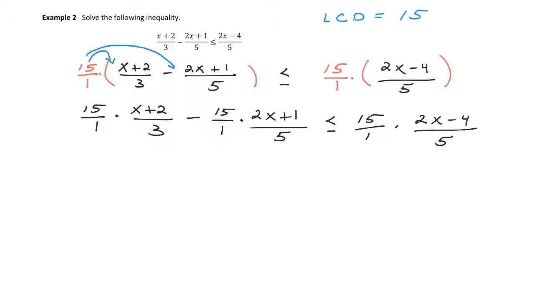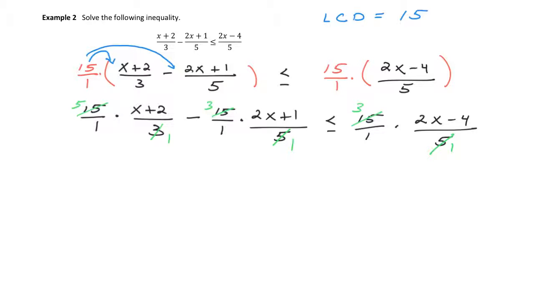Okay, so as my next step, I'm going to try to cancel any common factors. So I have a 3 and a 15, one in the numerator, the other in the denominator. So those cancel to just a 5 left over. Very similarly, this 5 goes into itself once and into 15 3 times. And the very same thing happens on the right. 5 goes into itself once, into 15 3 times.